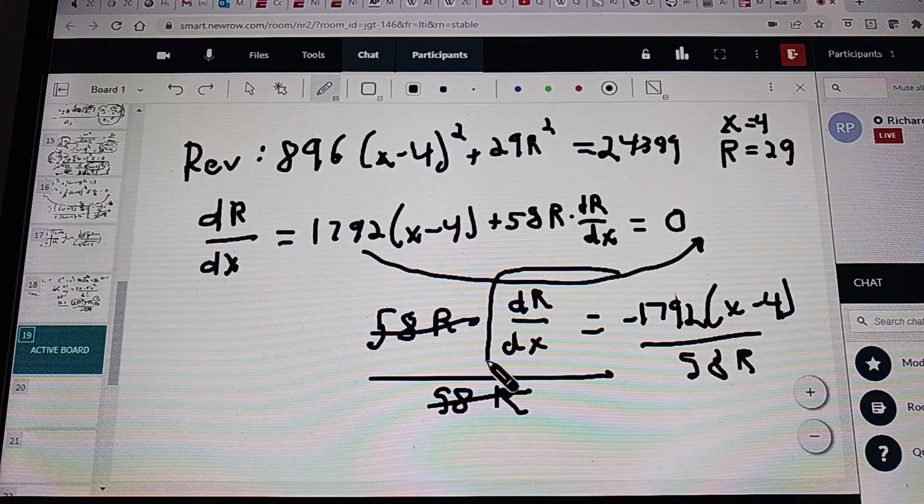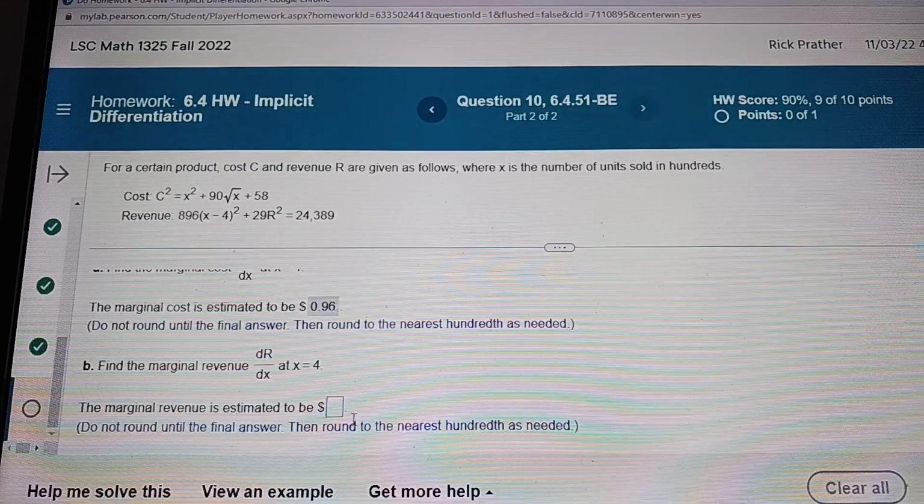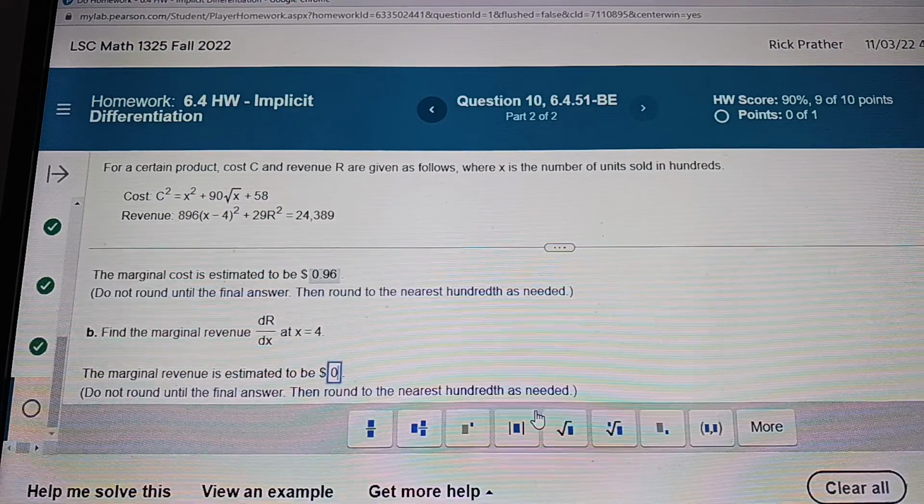Here's the derivative function if they wanted the answer as is, but we're going to plug in both 4 and 29 here. So put a 29 there and put a 4 right here. Although 4 minus 4 is 0, the top is 0, the bottom's not 0, but 0 divided by anything that's not 0 is 0. So that's weird. Marginal revenue is 0.